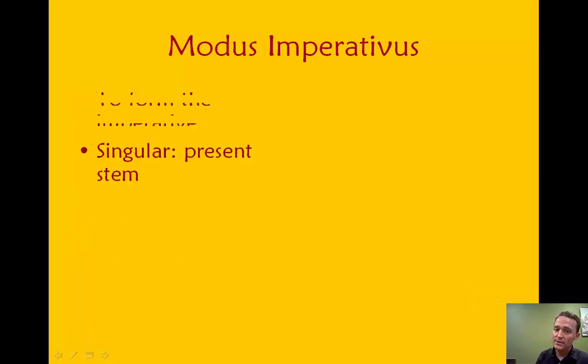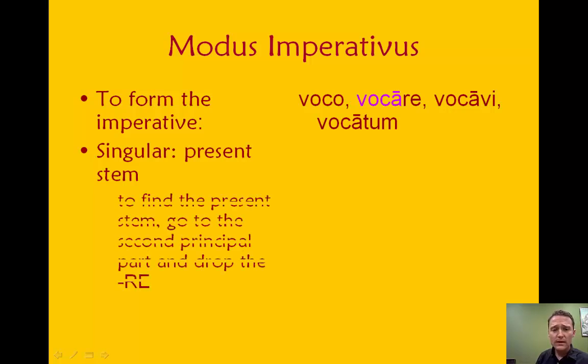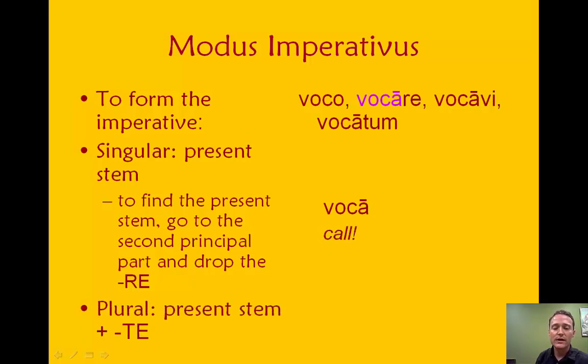So we're going to make the imperative form. To form the imperative in the singular, it's as easy as it could possibly be. We take the present stem. Now to find the present stem, you need those principal parts, which we'll be memorizing. And to find the present stem, we go to that second principal part, we cut off the RE, and so with the verb voco, vocare, vocavi, vocatum, our present stem is voca. So call. So I'm telling you, and only one of you, to call someone or something.